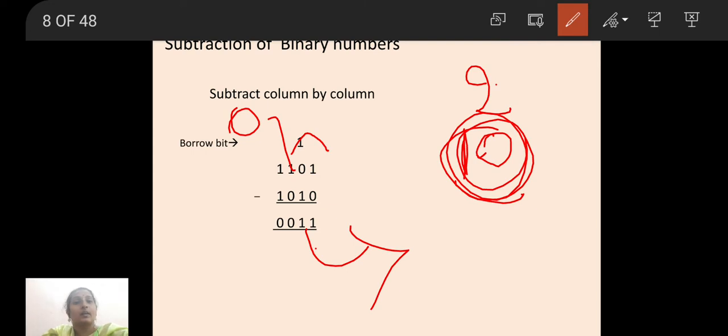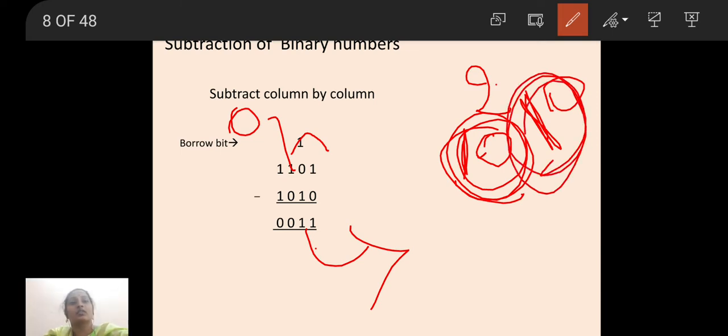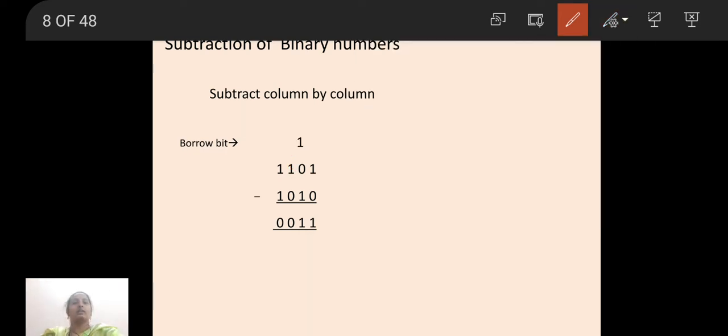Is it clear? By putting borrow beside 1, it becomes not a single 1, but binary 10. Binary 10 means 2 in decimal. So 2 minus 1 is equal to how much? 1 in decimal. In binary, 10 minus 1 is equal to 1. And by taking borrow, 1 becomes 0. So 0 minus 0 is equal to 0. And here again 1 minus 1 is equal to 0. Is it clear?